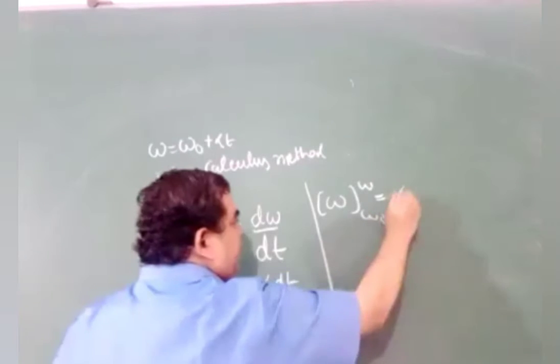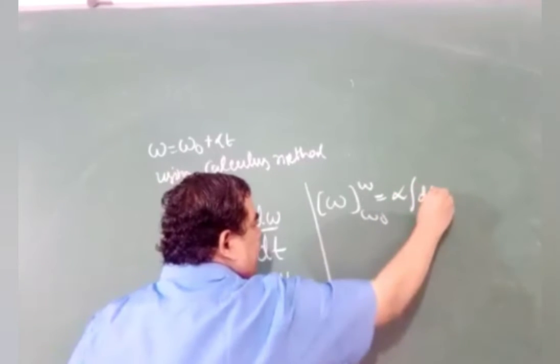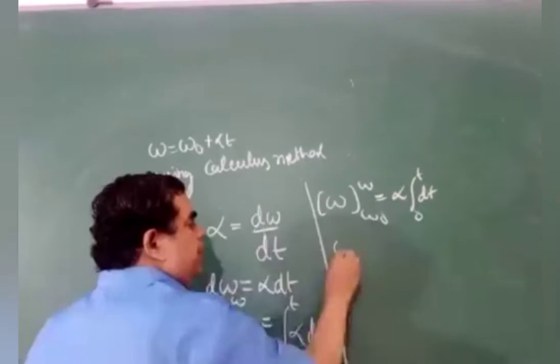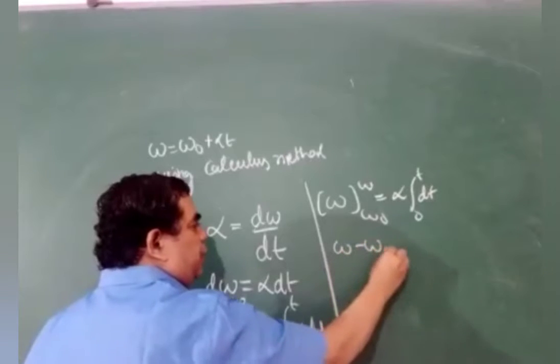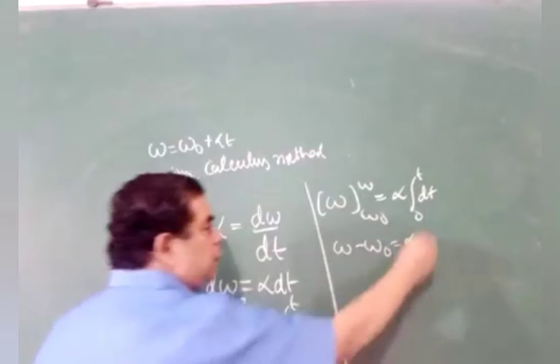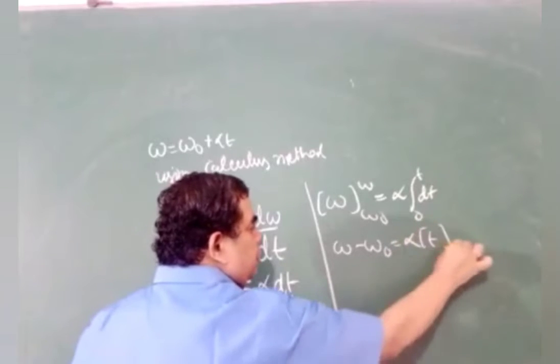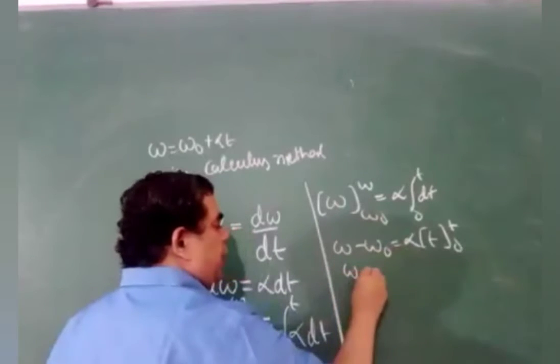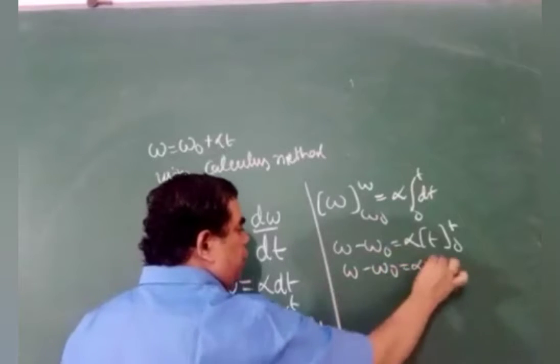Alpha constant, take it out, integral dt 0 to t. Substituting the limits, omega minus omega naught, alpha, integral of dt is t, 0 to t. Omega minus omega naught equals alpha t.